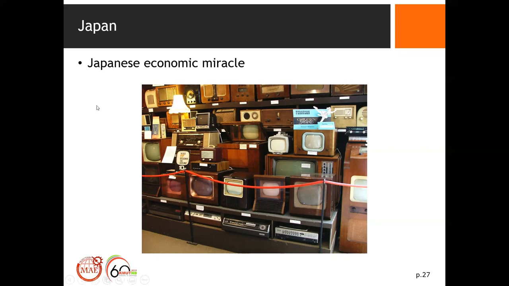And it's called the Japanese economic miracle because of the quick recovery after World War II.